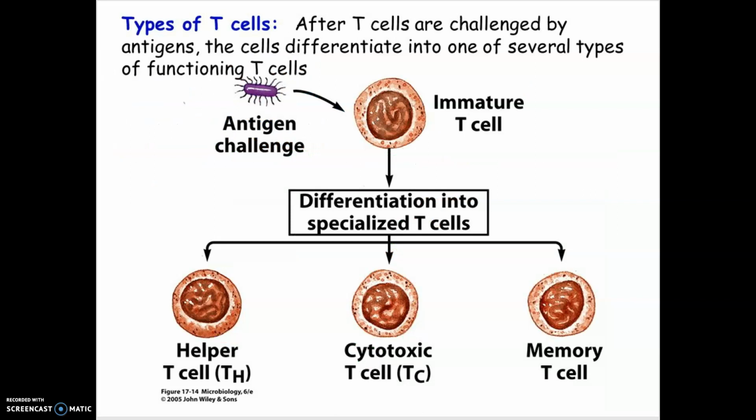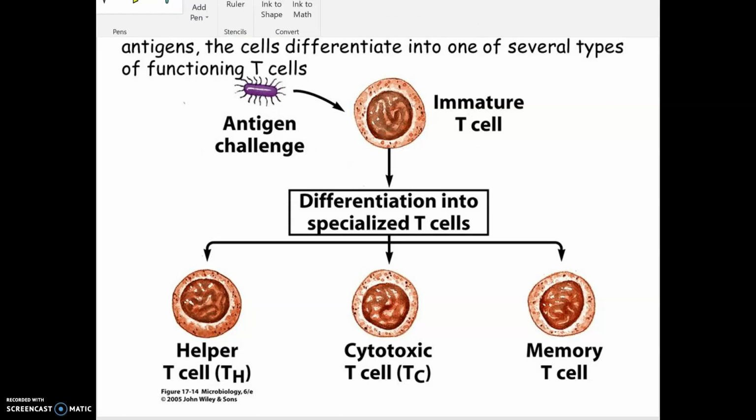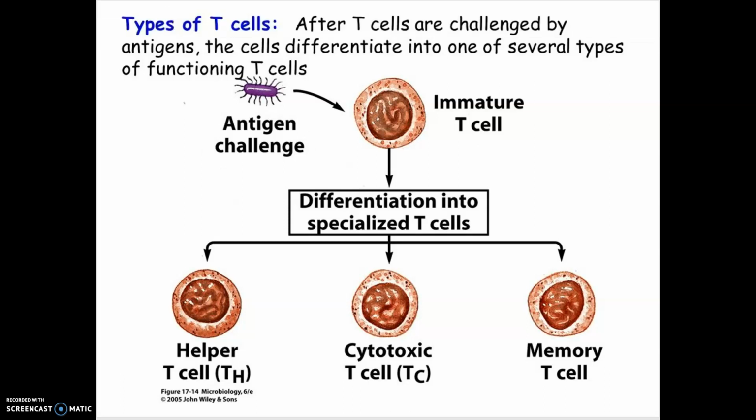So here they are again. We've got our antigen here. We call it an antigen challenge when a cell is presented with an antigen. So here we have our immature T cell comes in contact with the antigen. It presents that antigen, becomes an antigen presenting cell, and then it can clone itself. From there, we can have this clonal specialization or clonal selection, and then this immature T cell can turn into a helper T cell, a cytotoxic T cell, or a memory T cell. So like the same thing we said on the previous slide.